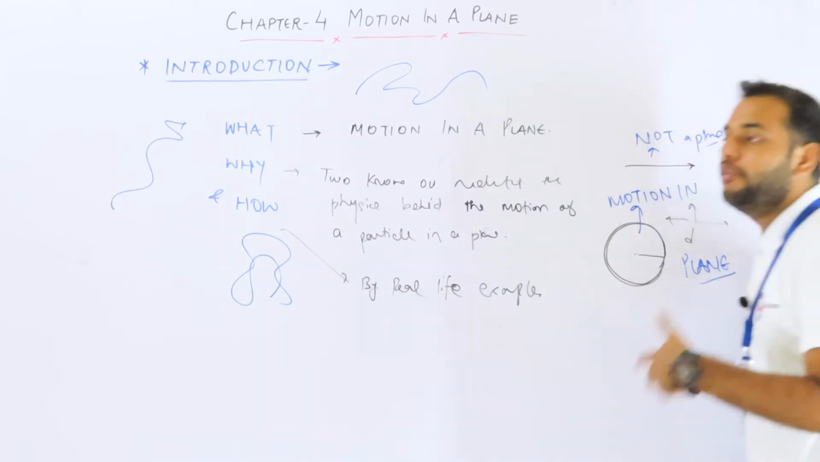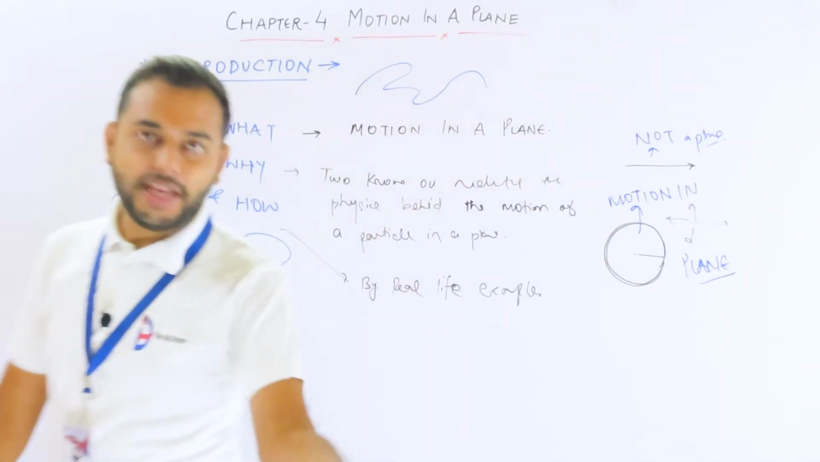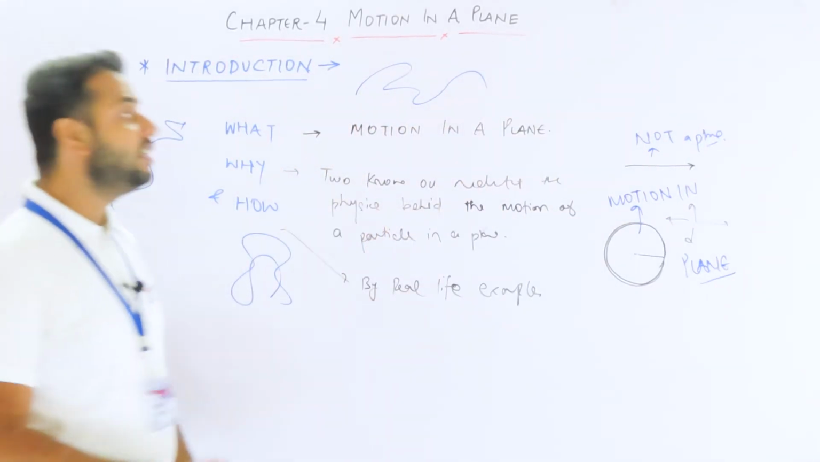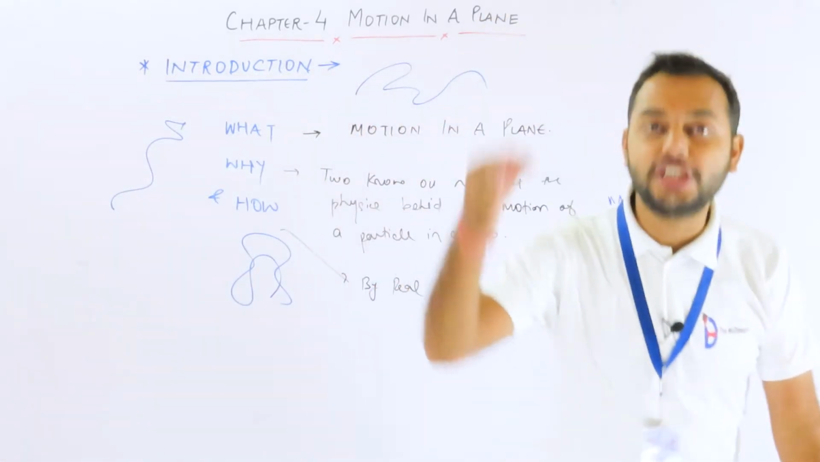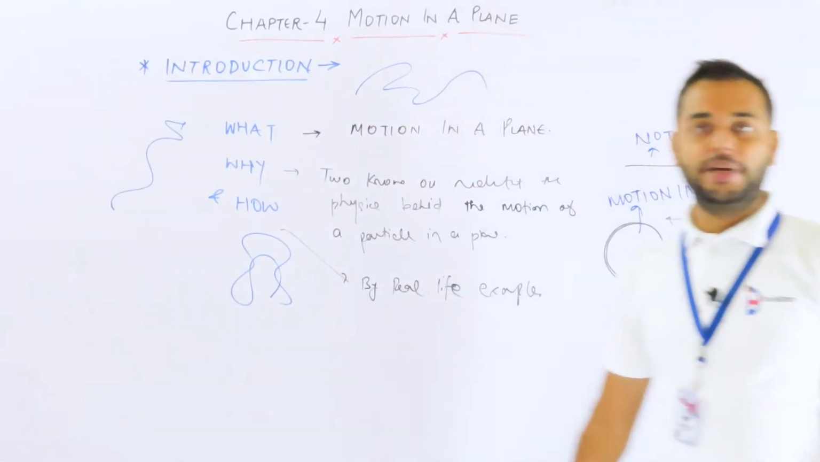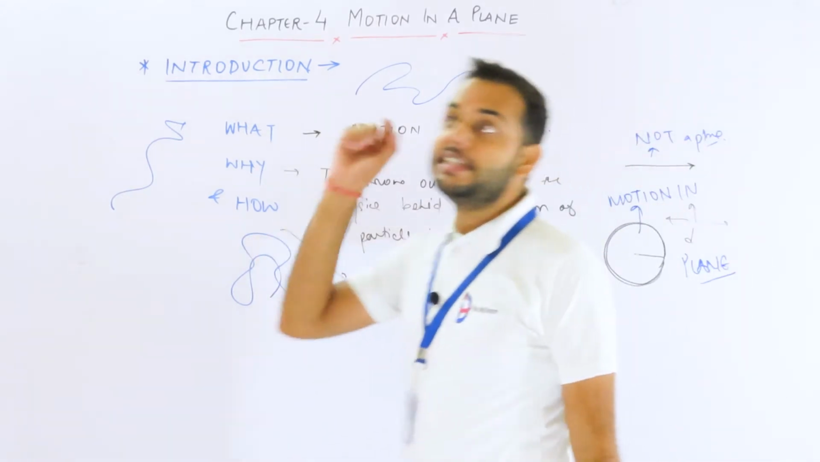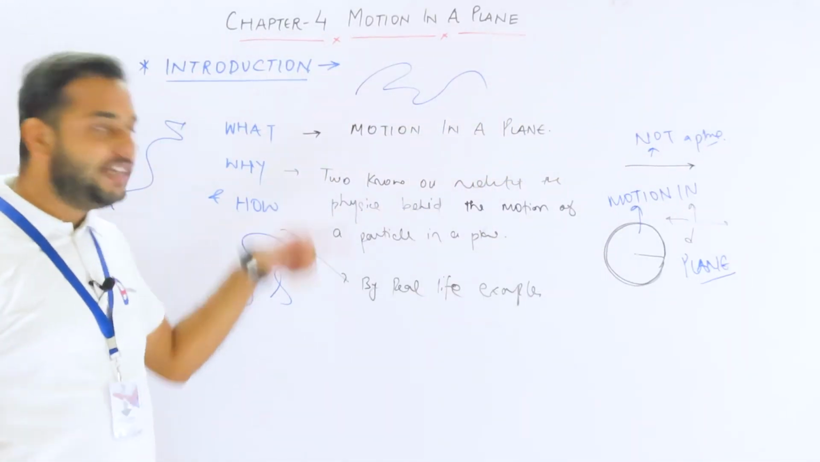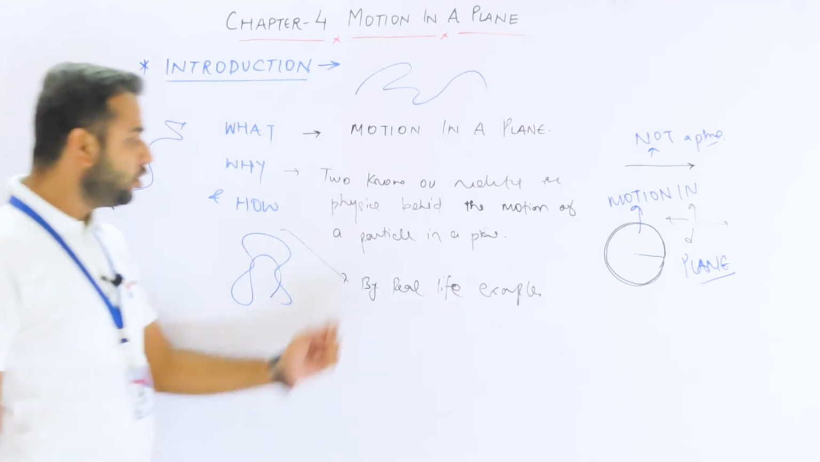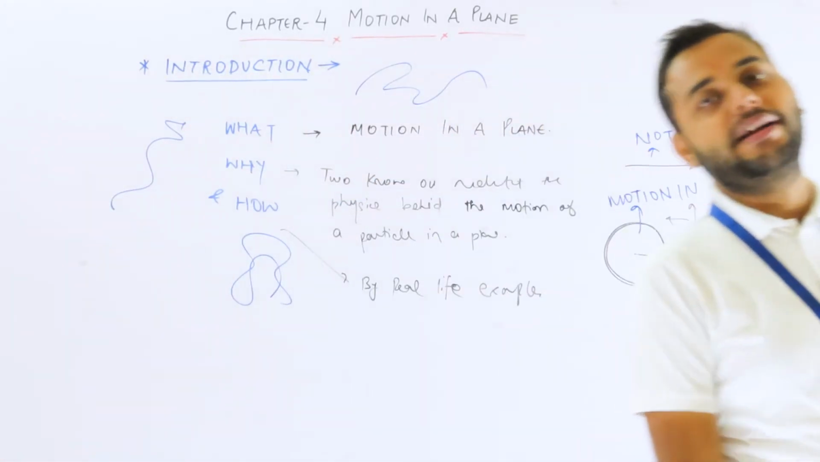I will be giving you such types of examples. This is a very beautiful real life example in which Neeraj Chopra used the physics of motion in a plane to get a gold in the Olympics, to get a maximum distance in a javelin throw. How is he going to do that? We will discuss that in the chapter. So this is my aim.